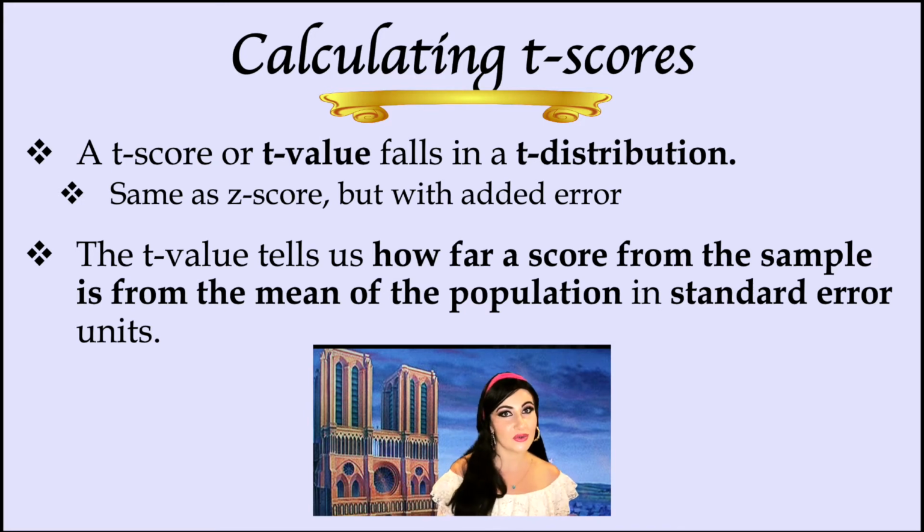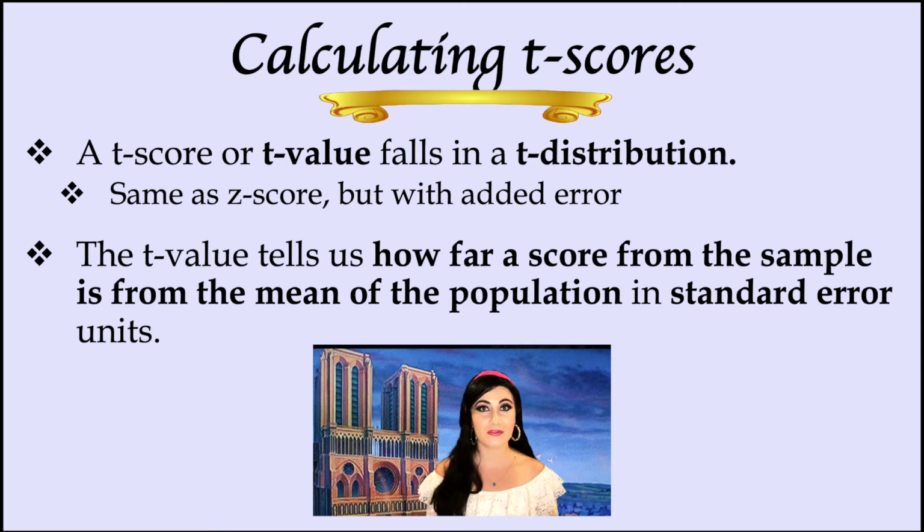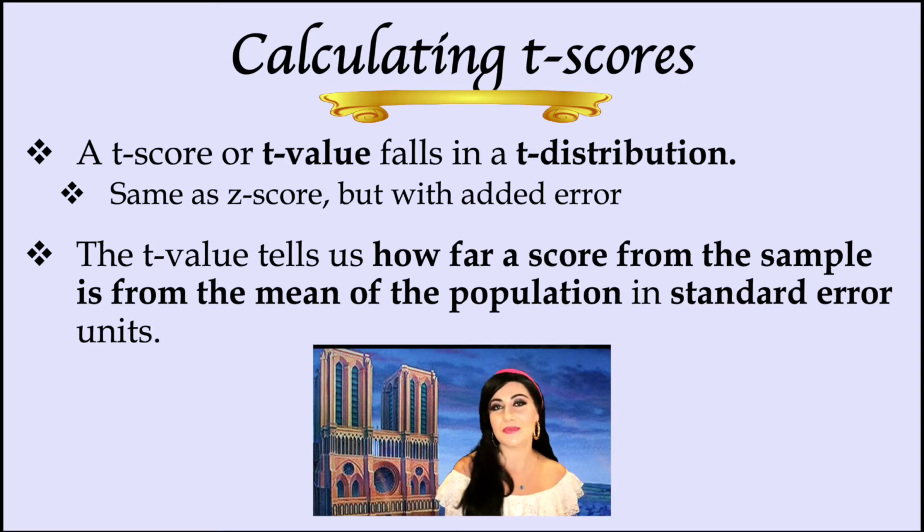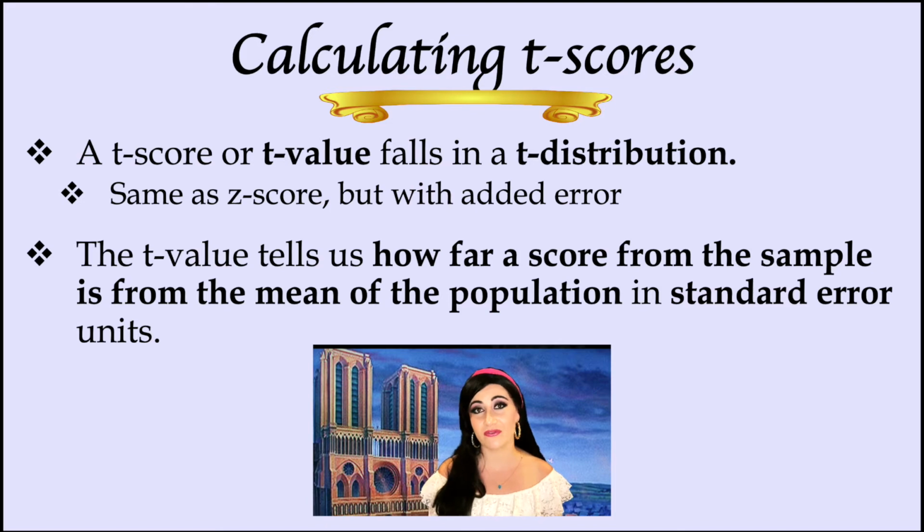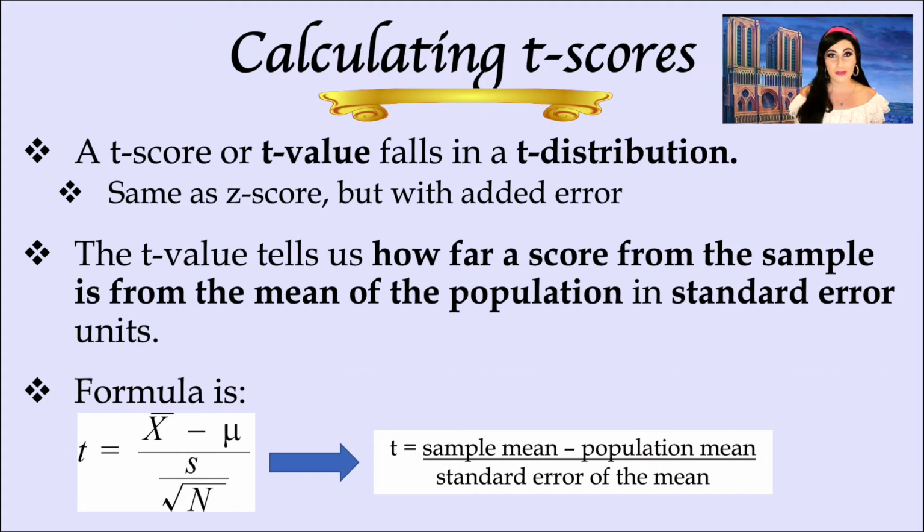Similarly to how the z-score was telling us how far a score is from the mean in standard deviation units, the t-score is doing the same thing, but in standard error units, because again, now we're considering the chance of error. So the formula for calculating a t-score looks like this. T is equal to the sample mean minus the population mean divided by the standard error. So again, very similar to what we talked about when we did z-scores. We had the score minus the mean divided by standard deviation.